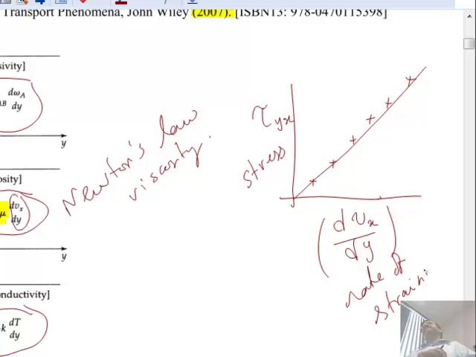I'm going to have some surprises for you in video pretty soon. But that's a very good intuitive definition of what a fluid is, anything that flows. Anybody else?